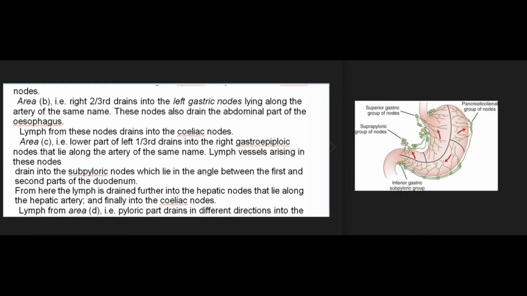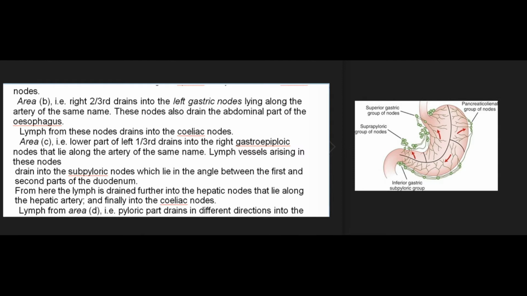Area B, i.e. right 2/3, drains into the left gastric nodes lying along the artery of the same name. These nodes also drain the abdominal part of the esophagus. Lymph from these nodes drains into the coeliac nodes.